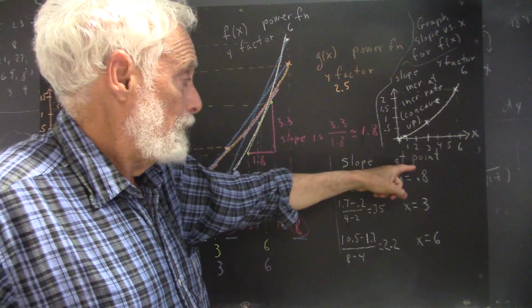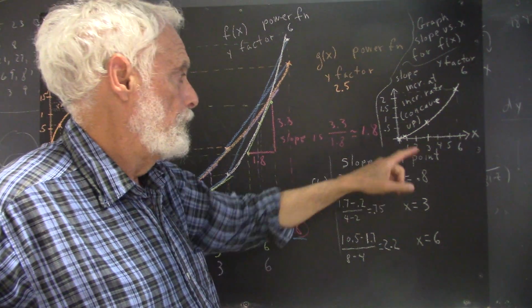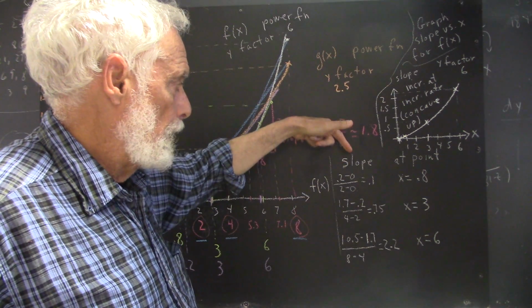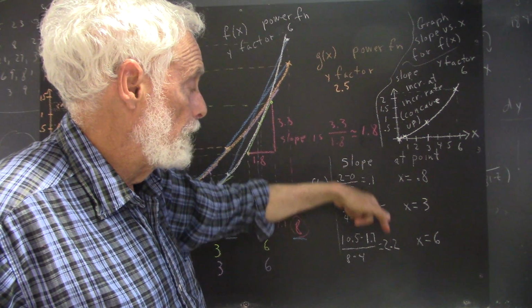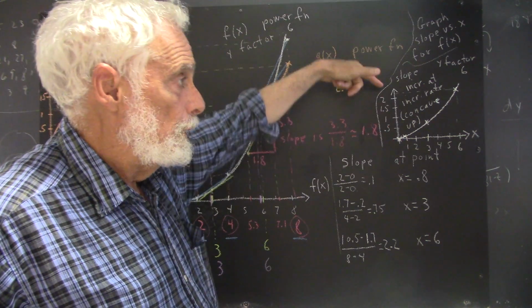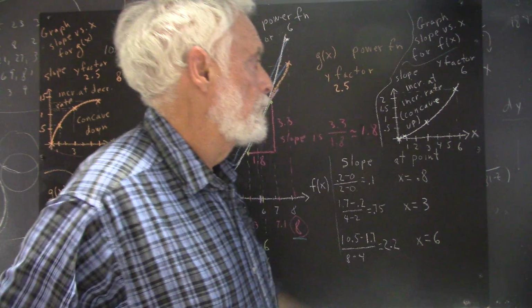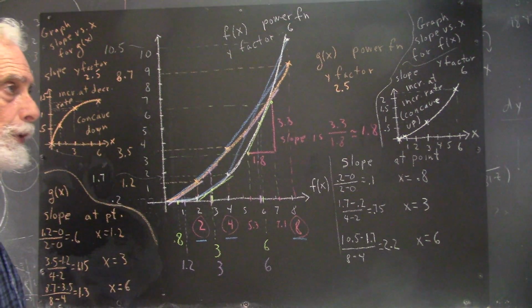We simply have x values 0.8, 3, and 6, and y values that go along with that are slopes of 0.1, 0.75, 2.2. We just graphed the corresponding points here and connected it with a nice smooth curve.